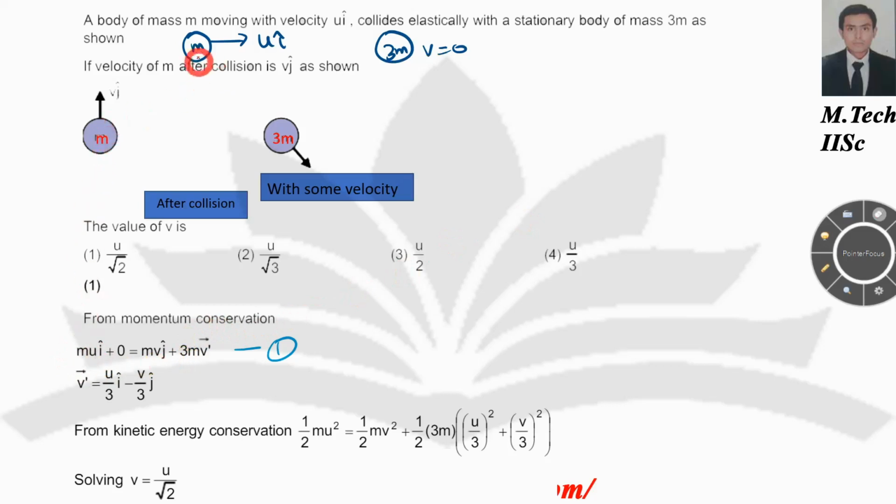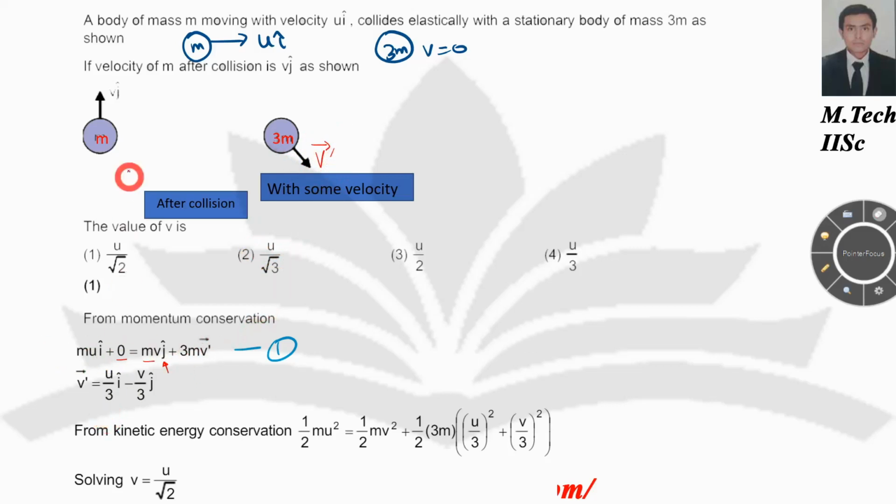So my initial, it is moving in the x direction only, so mu i cap plus 0 contribution in the y direction, and 3m is having a rest motion, so 0 for 3m. After the collision, for my first body, I can say that it is having 0 momentum in the x direction, but mv j cap, mv in the direction of y over here. Okay, and because I am unknown with the velocity of 3m, I can assume it as v vector dash. So write the following equation over here, find your v vector dash.